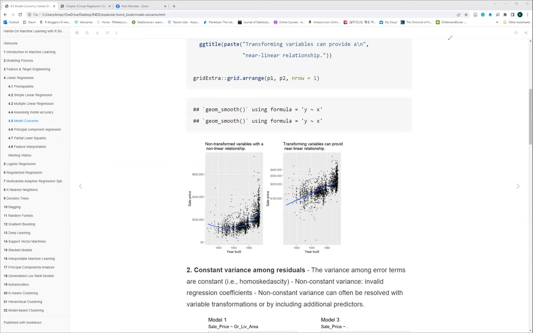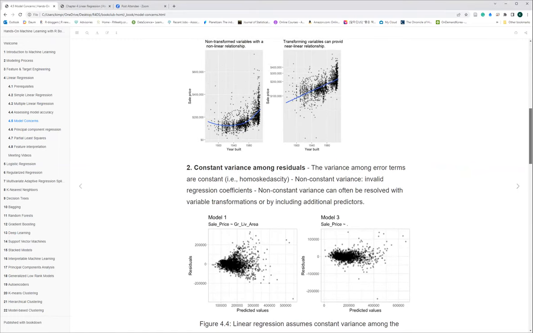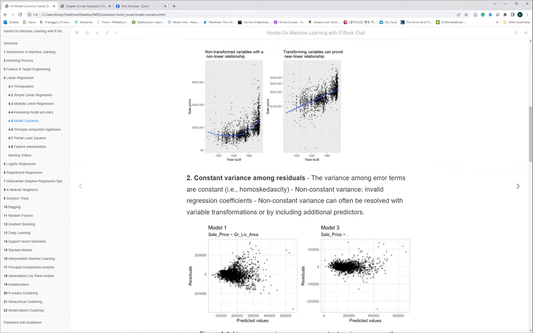Sometimes you have to transform both. For example, you see some examples in the gross living area, which also has a skewed distribution. You can transform both. But in this case, the author is saying that if you transform the sales price, then you get that linear relationship. Okay, so let's move on.